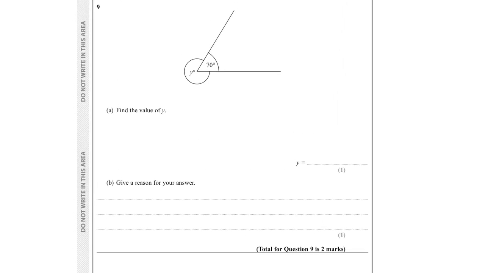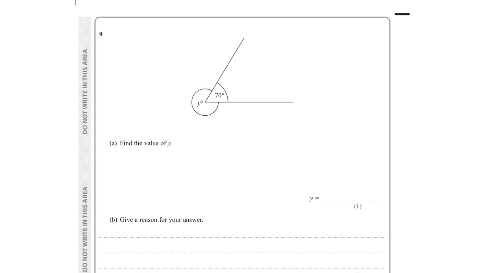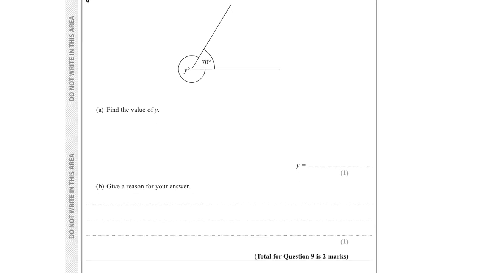And we're on to the next one. Okay, number 9. We are now finding the value of y. So what that means is we're looking for a number. And there's only one fact we need here. And it's actually going to be the reason for your answers, part B. Angles around a circle add up, or sum, if you want to use a fancy word, to 360 degrees. So to work out what y is, we're going to be doing 360 take away 70.